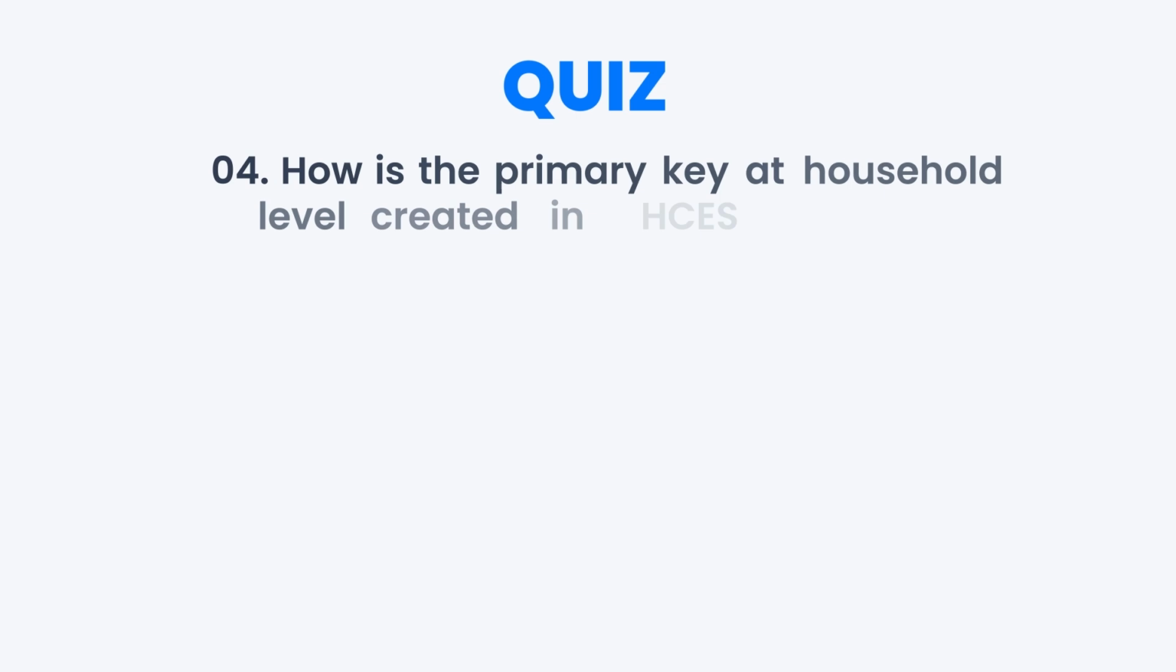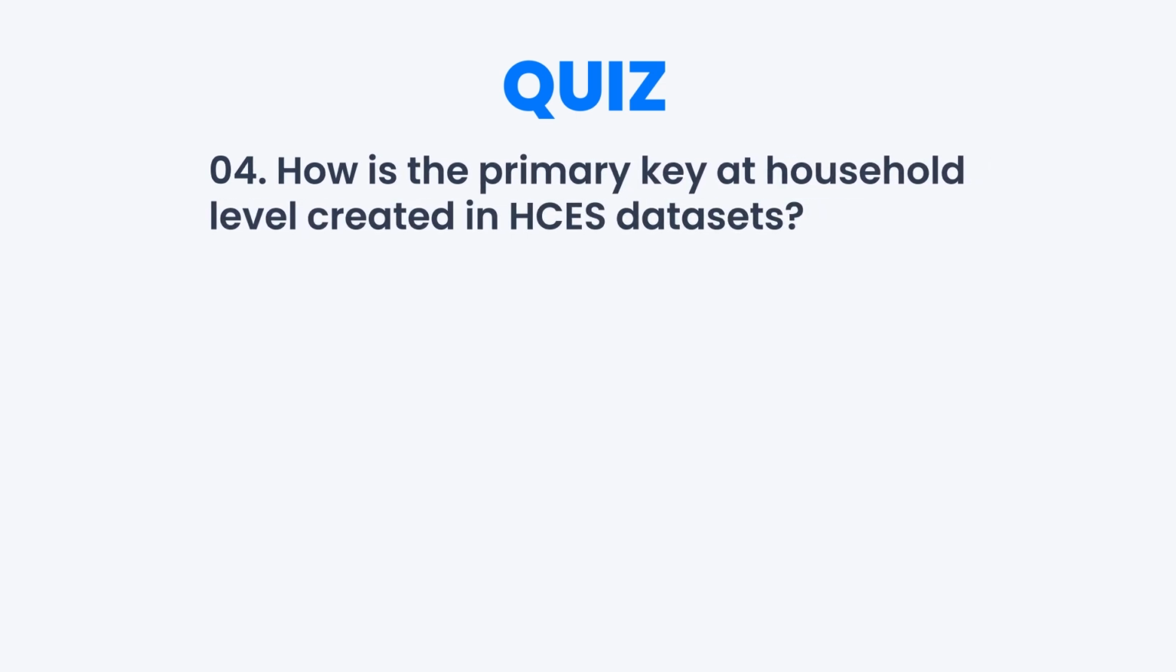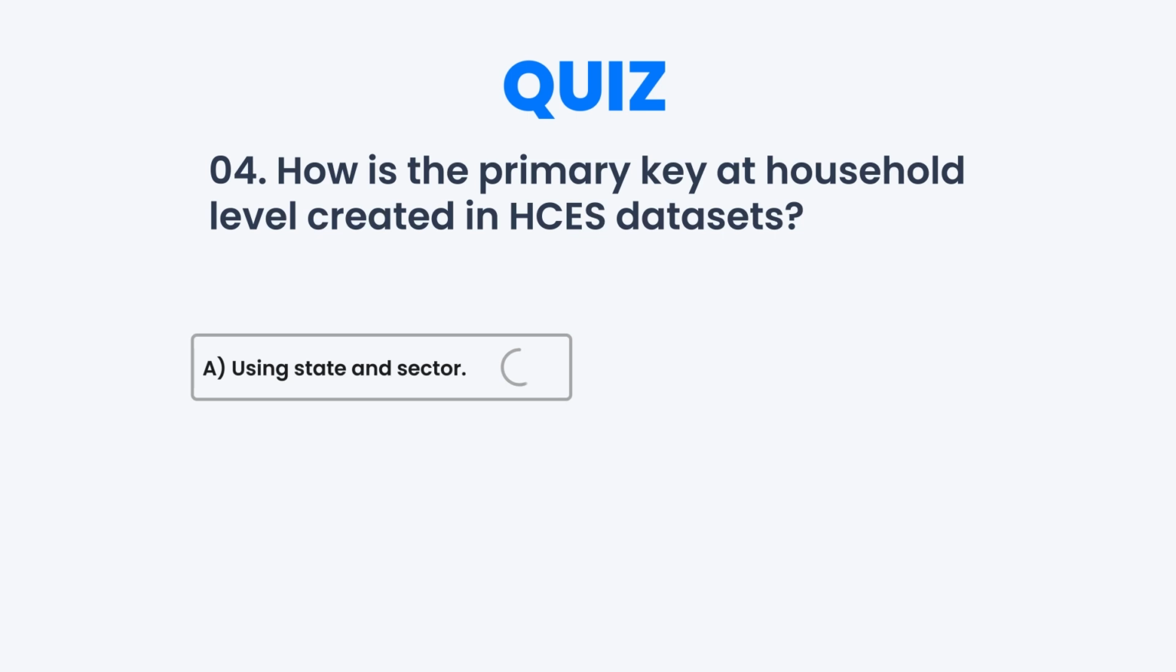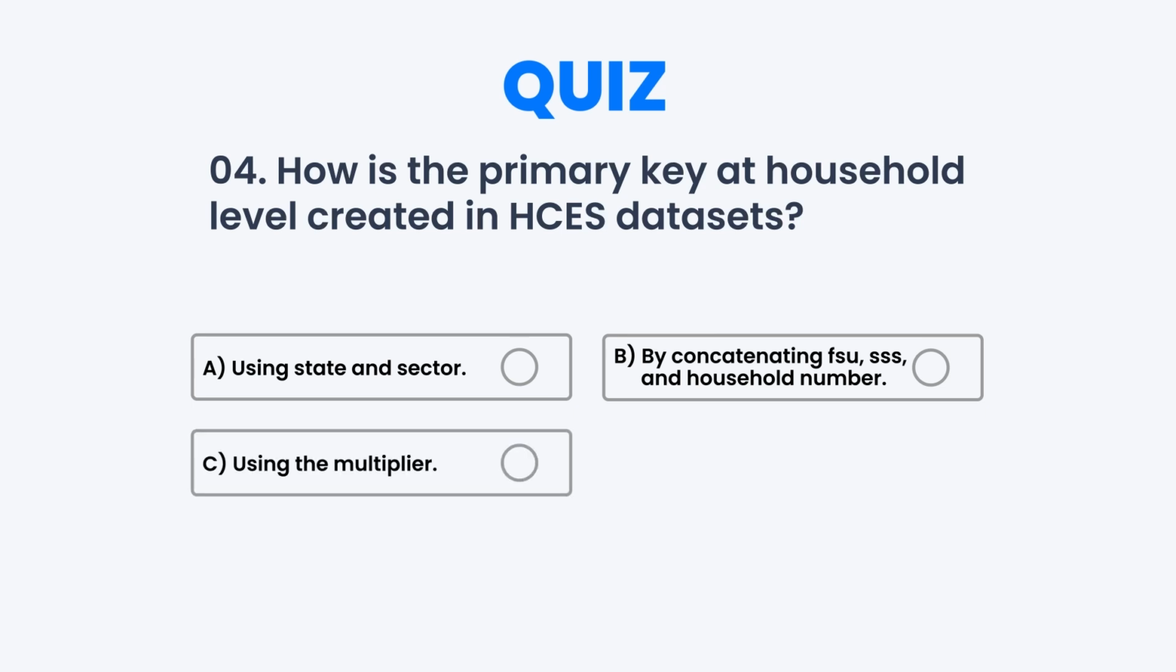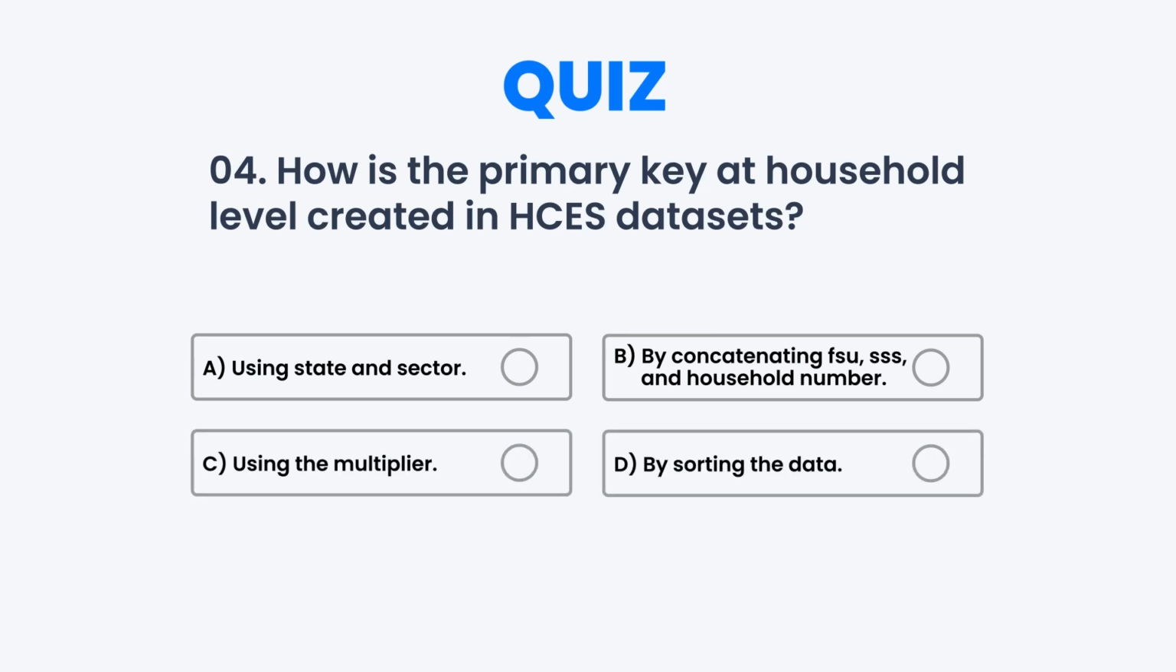How is the primary key at household level created in HCES datasets? A. Using state and sector. B. By concatenating FSU, SSS and household number. C. Using the multiplier. D. By sorting the data.